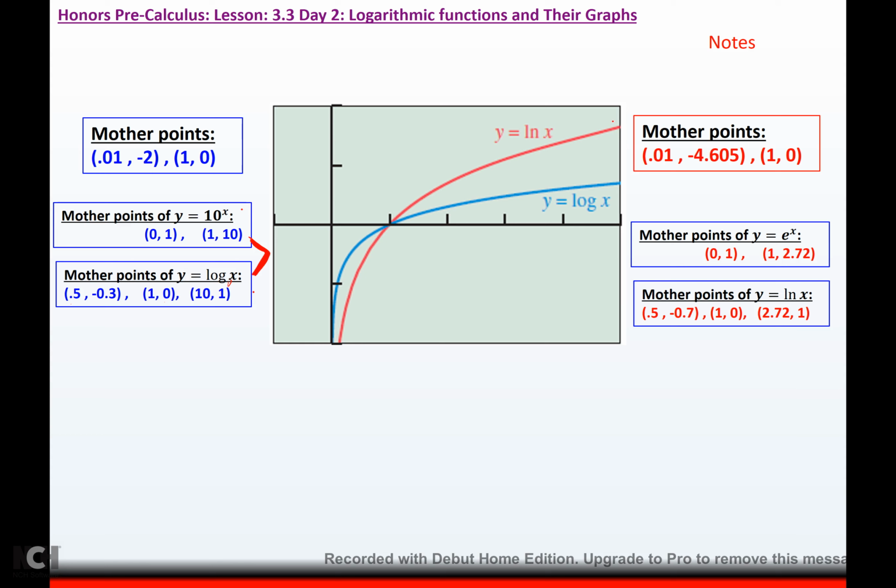Your mother points of the natural log function are (0.5, -0.7), (1, 0), and (2.721, 1). Notice that your base is here. The base 10, right? So it's going to go through (10, 1). For natural log, it's base e, so it goes through (e, 1). And then we're going to do the math like we've always done.